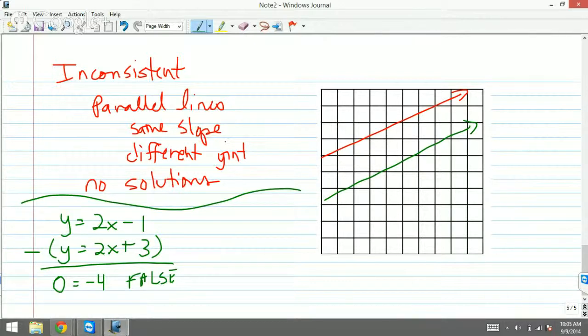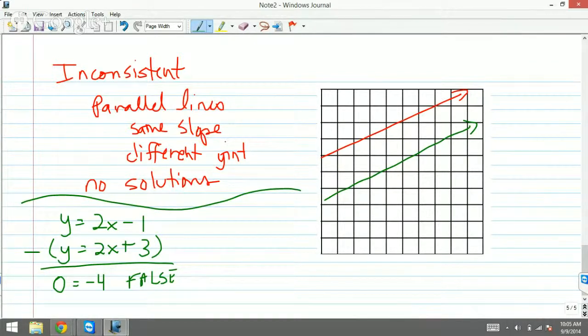Okay. Wait, I have a question. Huh? So, how do you get to 0 equals -4 after that 0 equals 0? That's the point of. So y minus y is 0, 2x minus 2x is 0.